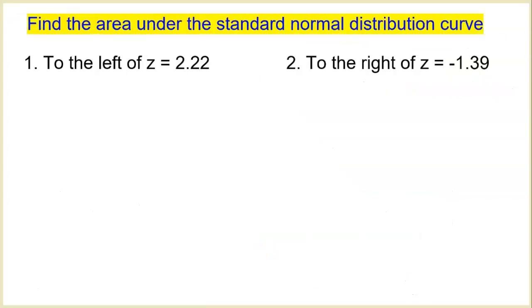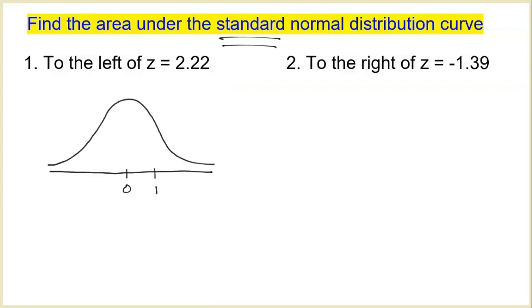So let's look at our first 2 examples. It says find the area under the standard normal distribution curve to the left of z equals 2.22. Well, the first thing I want to do is actually draw out this standard normal curve. The standard normal curve is a bell-shaped distribution, and when we have the z-scores written down, 0 is at the center, and then 1, 2, and 3 represent 1, 2, and 3 standard deviations, and then -1, -2, -3 below the average and above the average.